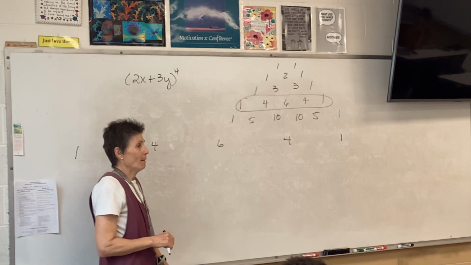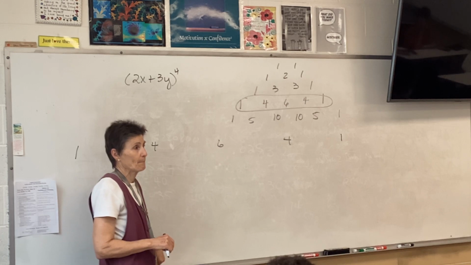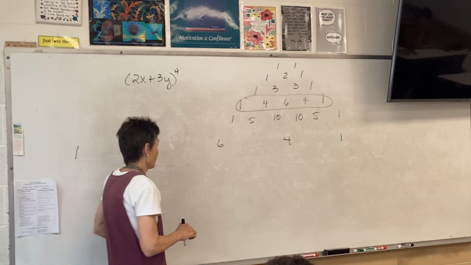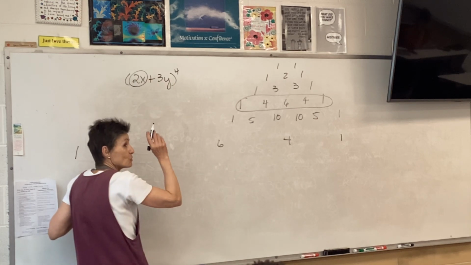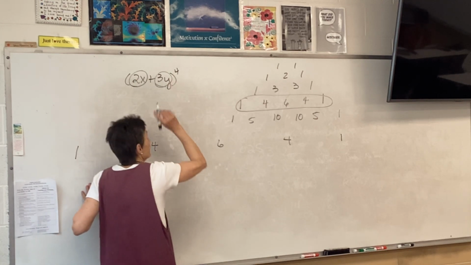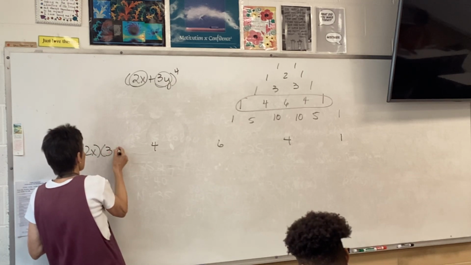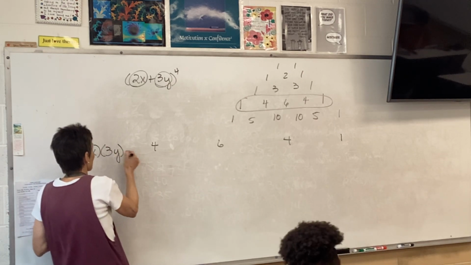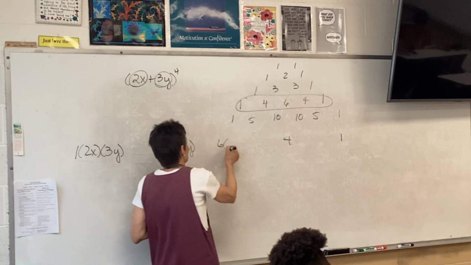All right, now what? What's the second step once we get our numbers written down? I put in the X's and Y's. Only in this case, I'm going to put in a 2X and a 3Y. So in parentheses, 2X and 3Y next to each of my numbers.